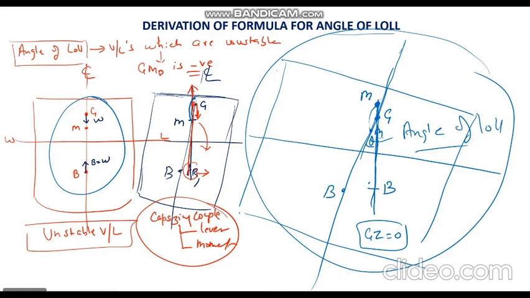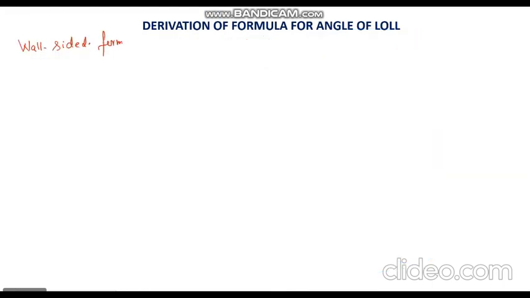Correct. Okay. Now, I'm clearing this diagram. Let me see if I have another blank page here. Oh, no, I don't have. So I can add one more. What is the wall-sided formula for getting the GZ? It is GZ equal to sine theta into GM initial plus half BM initial tan square theta.